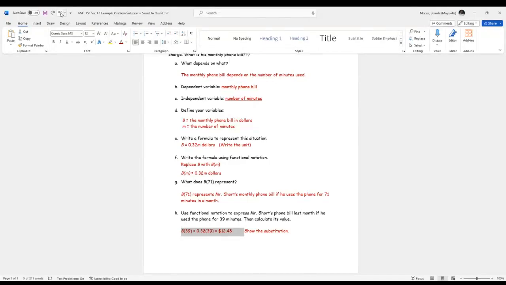I hope this helps explain how we find what the independent variable is and what the dependent variable is in our equation, and also how to write a formula using functional notation.